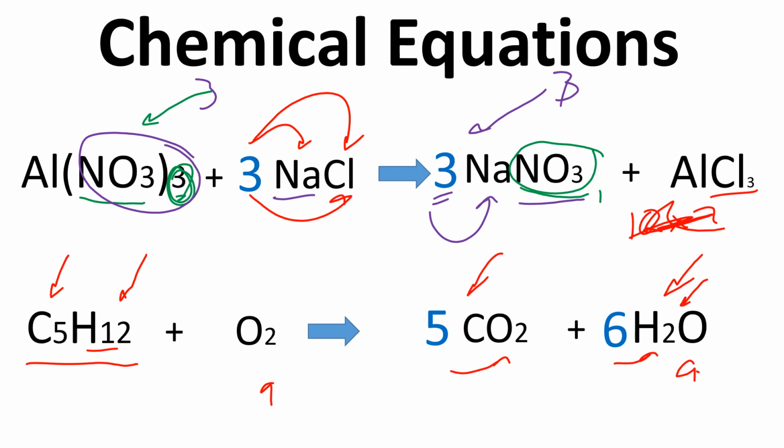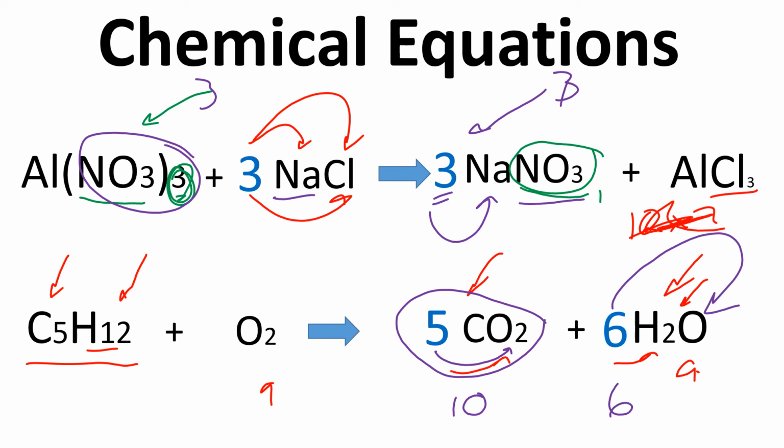But we've got oxygens all over the place now. How many oxygens do we have here? Well, don't say 5 because we have 5 times 2. We actually have 10 oxygens. And here we have 6 times 1 gives us 6 oxygens. So adding 10 and 6 together gives us 16. So we need to get 16 oxygens over on this side.